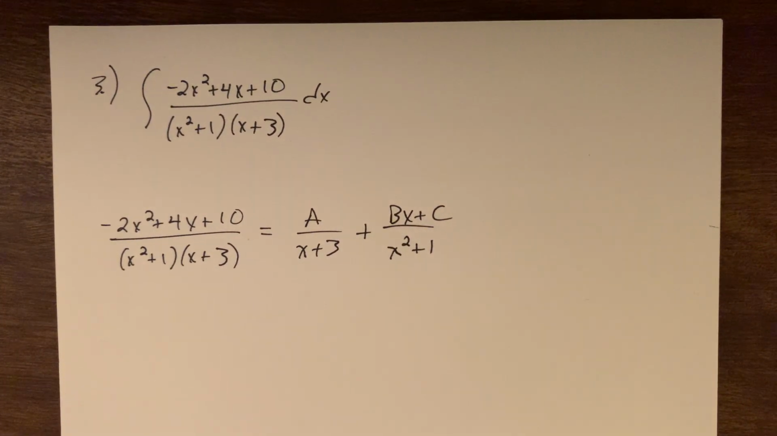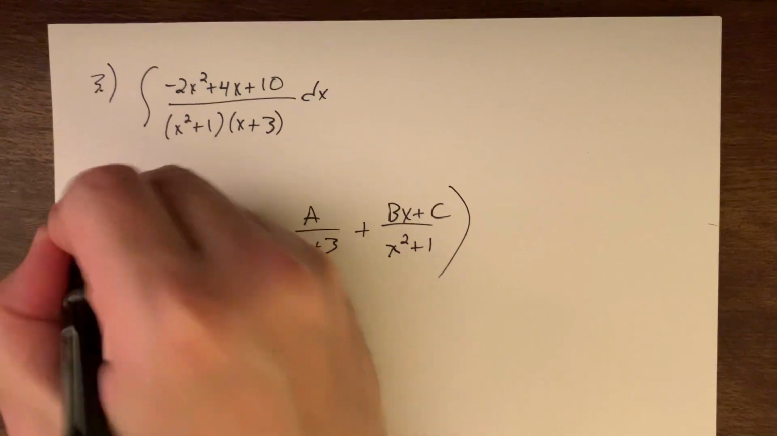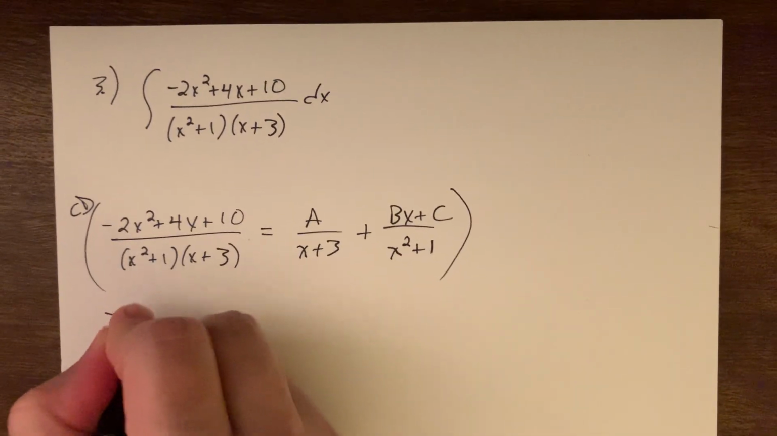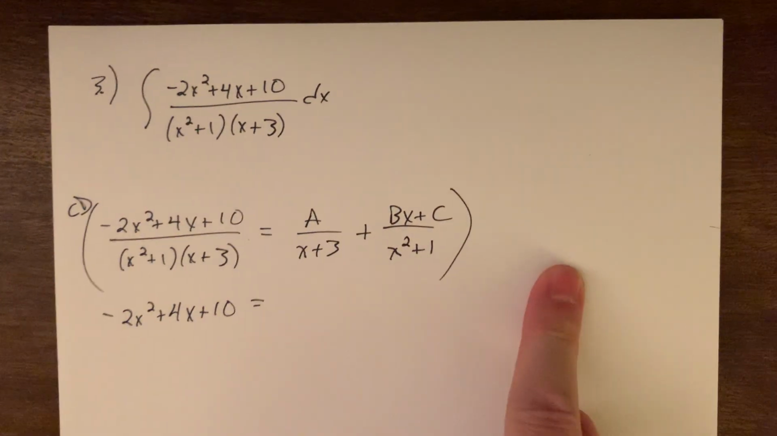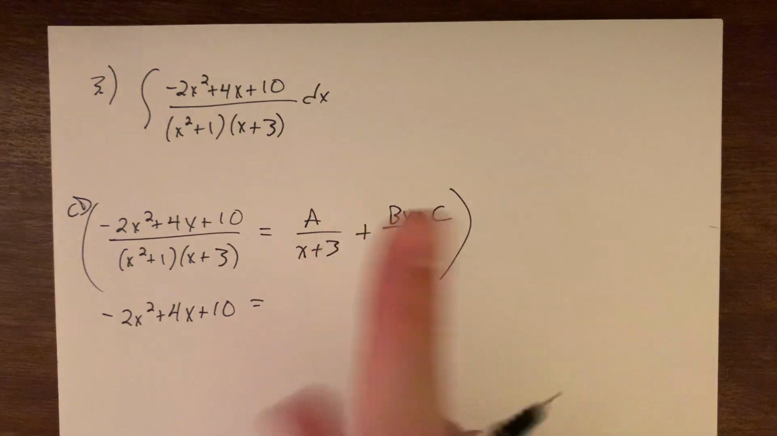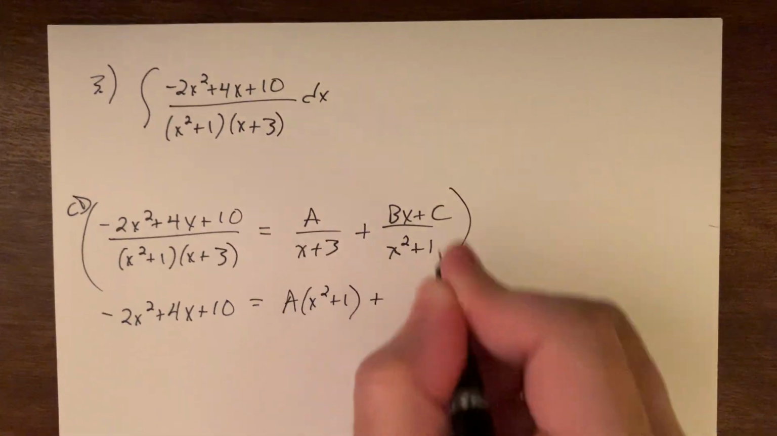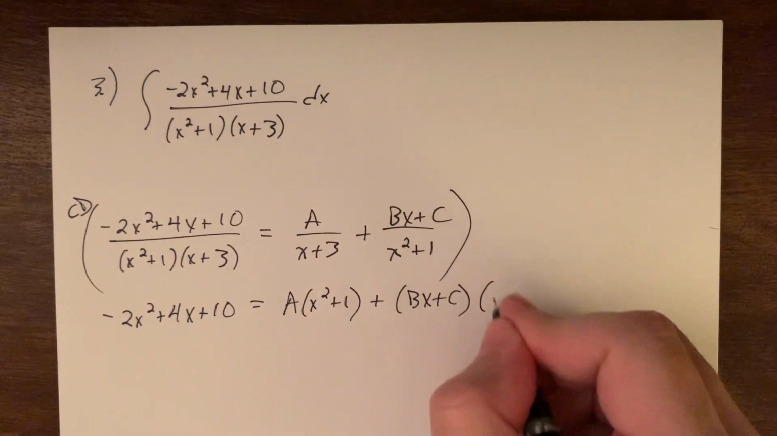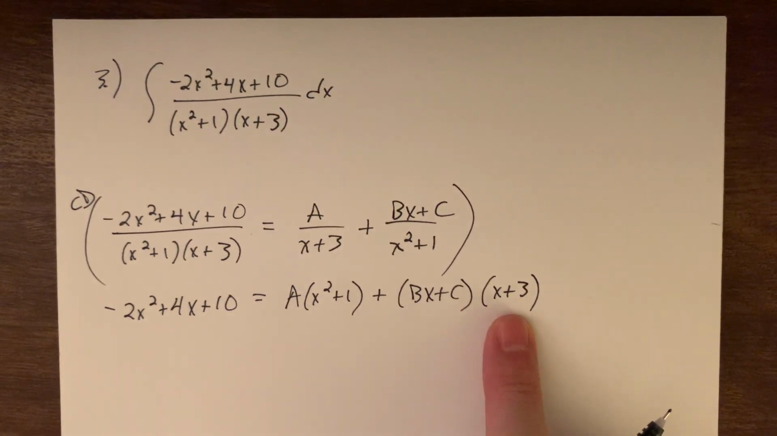So far, not a big deal. Nothing too different going on. Still, again, going to multiply everything by that common denominator. So the left side, I'm just left with the numerator. The right side, the x plus 3 would cancel, so I get a times x squared plus 1. Next, I've got that whole quantity bx plus c, and that would be times x plus 3.